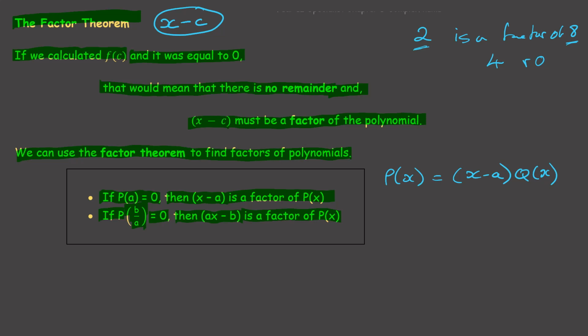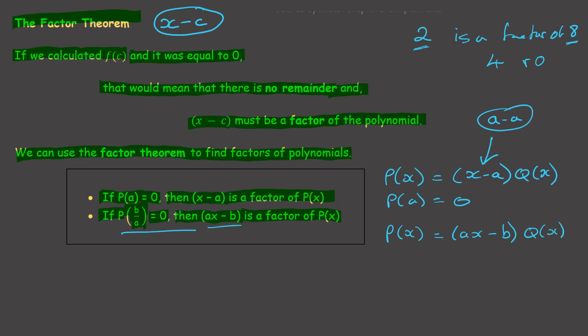The remainder is 0. And therefore p of a would be equal to 0, because a would make that bracket a minus a, which is 0. Same thing happens here. We're dividing by ax minus b, so our p of x would be ax minus b q of x. And if you substitute into there b over a, what happens here? We get a, b over a, take away b. A's cancel, b minus b is 0.